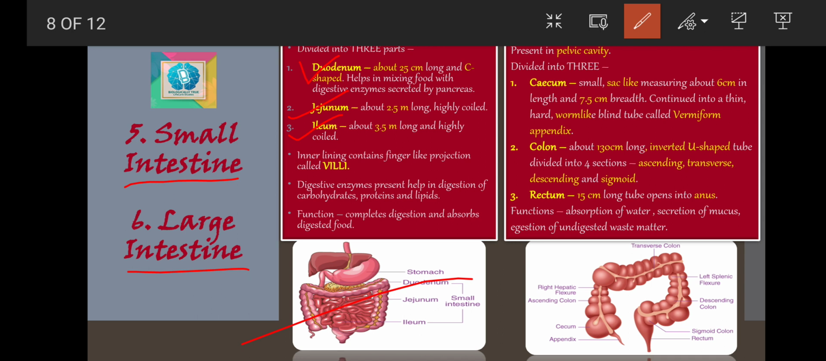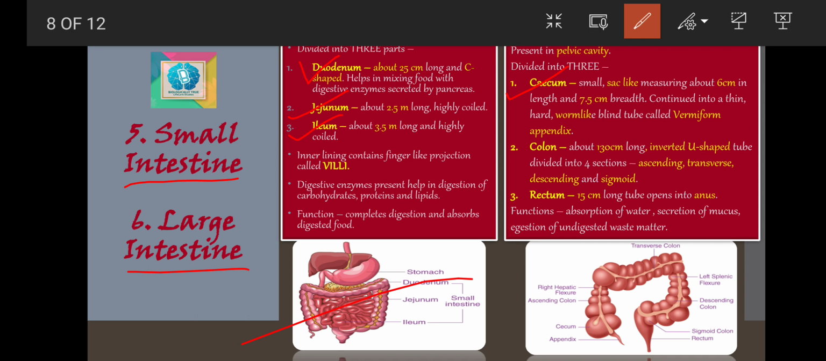Structurally, the large intestine is divided into three parts. The first one is the cecum. Cecum is a small sac-like structure measuring about 6 centimeter in length and about 7.5 centimeter in breadth. The opening of the small intestine into the cecum is controlled by an ileocecal valve, which permits the food to move down into the large intestine but not back to the small intestine.